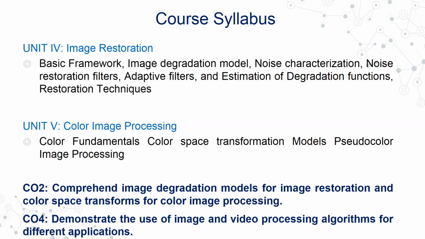The next is image restoration, where we would be studying the degradation models, the noise models, and then we'll try to restore the image back. Fifth unit, color image processing, where we will see the fundamentals of color, the color channels, the different color transformations, the cyan, magenta, yellow color space, or you talk about YCbCr, or you talk about hue, saturation, intensity, pseudo color processing. So this goes to your course outcome 2, as well as we can demonstrate the use of image and video processing for applications based on this.